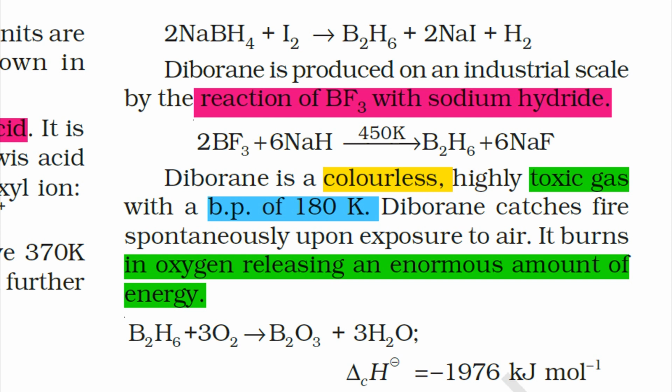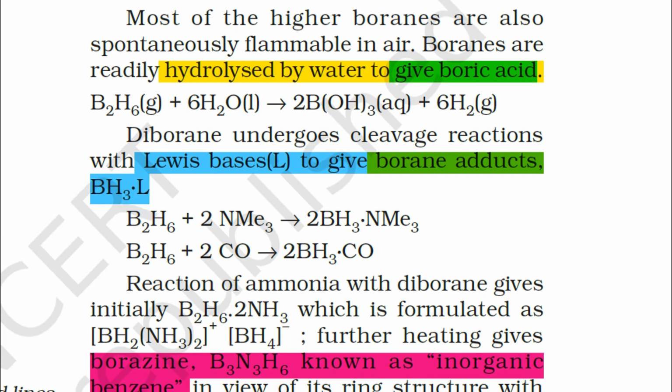Next, diborane is a colorless, highly toxic gas with a boiling point of 180 Kelvin. It catches fire spontaneously upon exposure to air. It burns in oxygen and releases an enormous amount of energy. As you can see in this reaction, when it reacts with oxygen, it produces boron trioxide, and you can see the enormous amount of energy, that is minus 1976 kilojoule per mole. Most of the higher boranes are also spontaneously flammable in air, and the reaction will be the same as the above. Next, boranes are readily hydrolyzed by water to give boric acid.